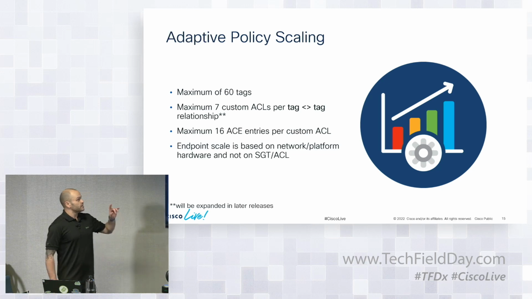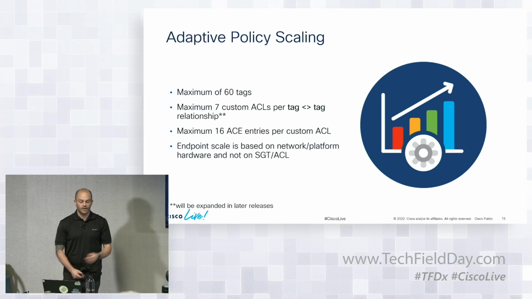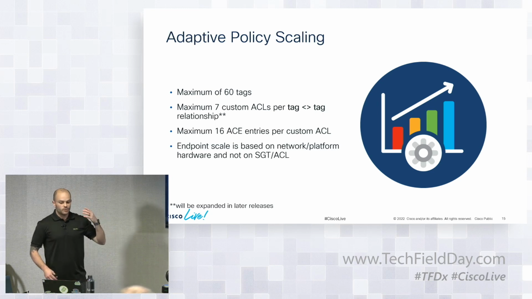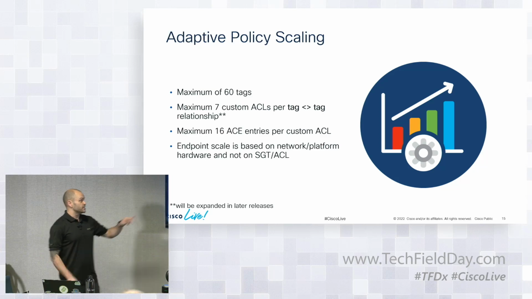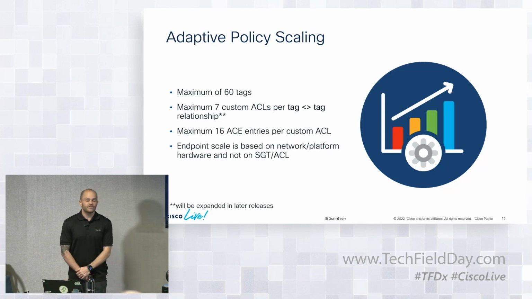But in that case, we also support 7 custom ACLs or SG-ACLs per binding. So if you have IoT device to IoT device, you could have 7 SG-ACLs with 16 ACE entries. So it does give us a fairly lengthy, effectively, policy that we can establish between 2 tags.